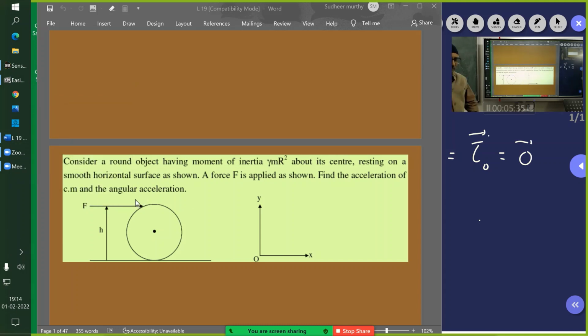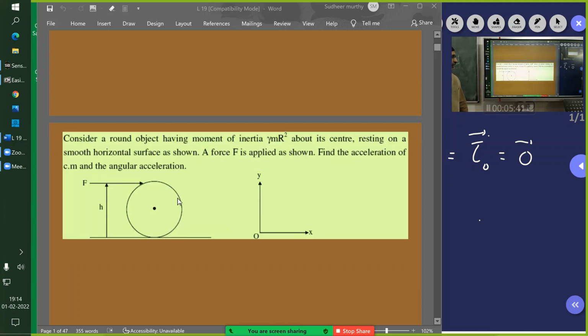So yesterday we discussed this problem. I think 50% of the problem we have discussed. It was a very interesting problem. Here there is a round object. Its moment of inertia is gamma mr square about its center, resting on a smooth horizontal floor. A force F is shown. Find the acceleration of the center of mass and the angular acceleration. Quite simple. The acceleration of the center of mass will be F divided by m, the mass of the body.